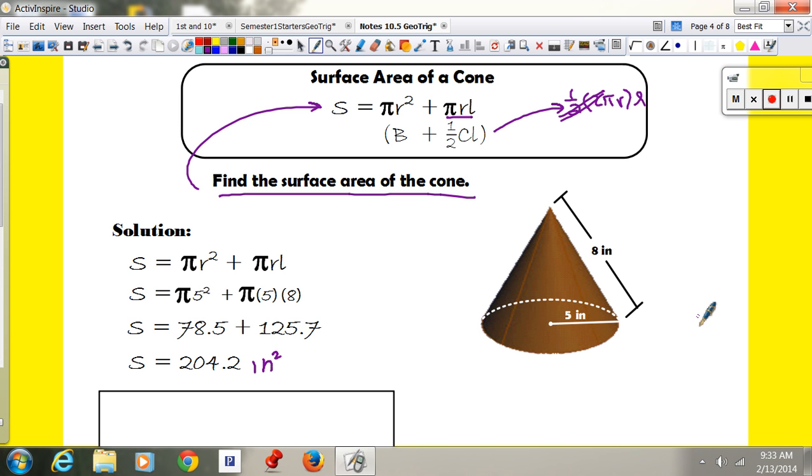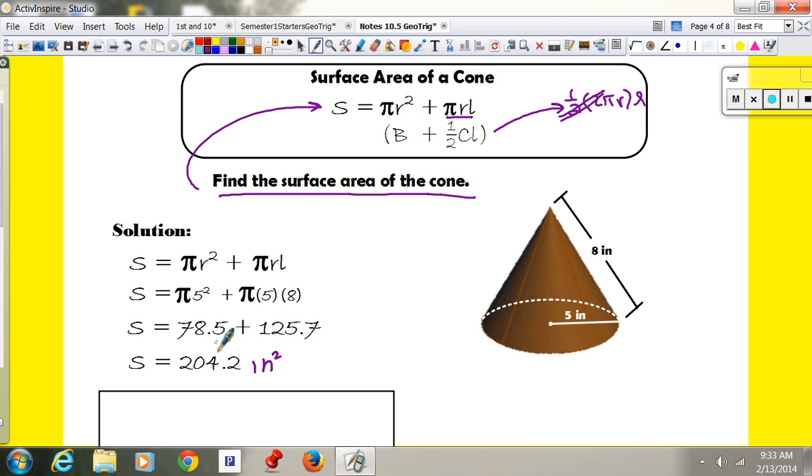So if I needed to cover this cone, I would need 204.2 square inches of paint, paper, or whatever it is I'm covering. What if I just wanted to cover the sides? How much would I need? The 125.7 would cover the sides. The circular base is a 78.5. So you've got your sides here, you've got your base there. That's the area of the circle, and then the sides are the 125.7.